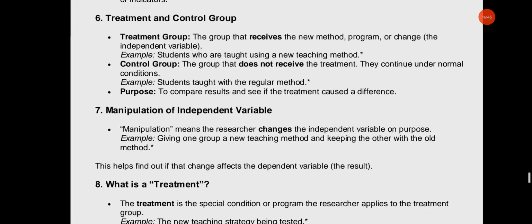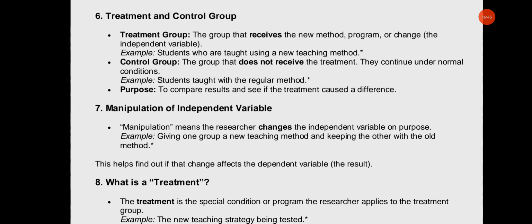Treatment and control group. Treatment group: the group that receives the new method, program, or change, the independent variable. Example, students who are taught using new teaching methods are the treatment group. Control group: the group that does not receive the treatment. They continue under normal conditions. For example, students who start with the regular method are the control group. The purpose is to compare results and see if the treatment caused a difference. This cause and effect type of thing will be judged here in the experimental method.